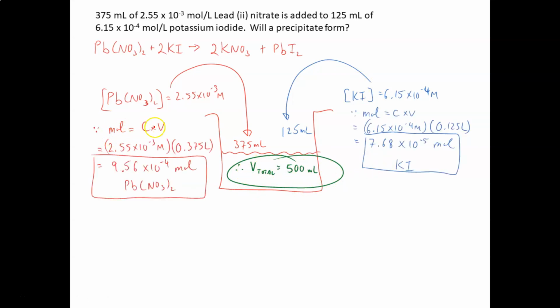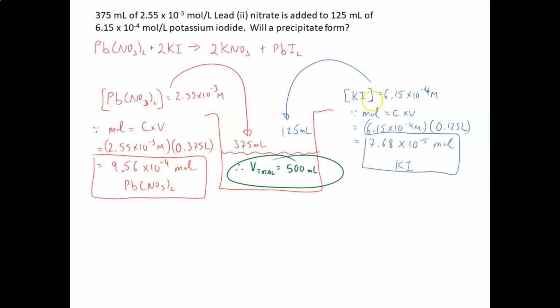For that, mole is equal to C times V. Find out how many moles of lead nitrate were originally placed inside this beaker. There's a concentration, there's the volume. Don't forget to convert to liters. A lot of students forget that milliliters must be converted to liters because molarity, or molar concentration, is measured in moles per liter. That gives us 9.56 times 10 to the power negative 4 moles of lead 2 nitrate.